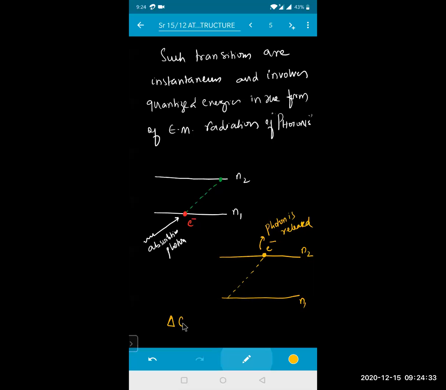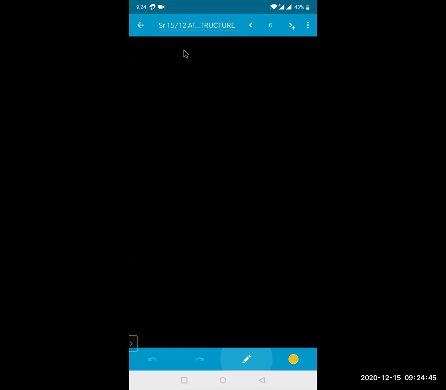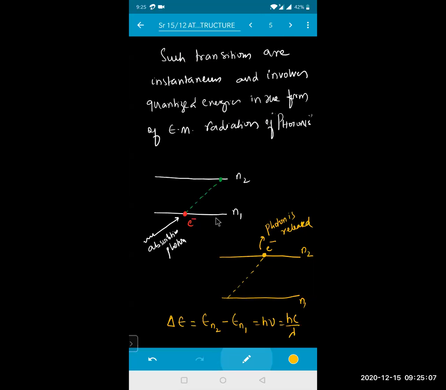Change in energy delta E is equal to the energy in the second orbit minus the energy of the first orbit. So that is equal to h nu, or that is equal to hc by lambda. So I can say right now E2 is greater than E1. So it may either release the energy or absorb the energy, depending upon the excitation or de-excitation.